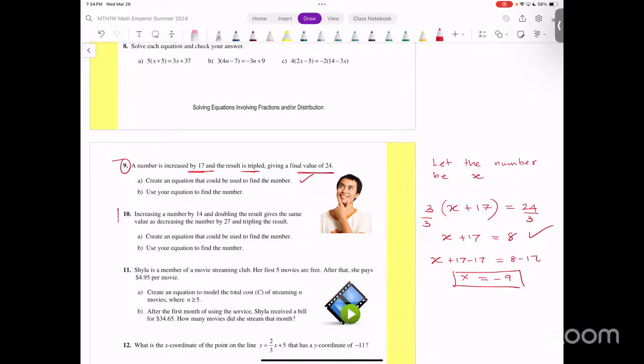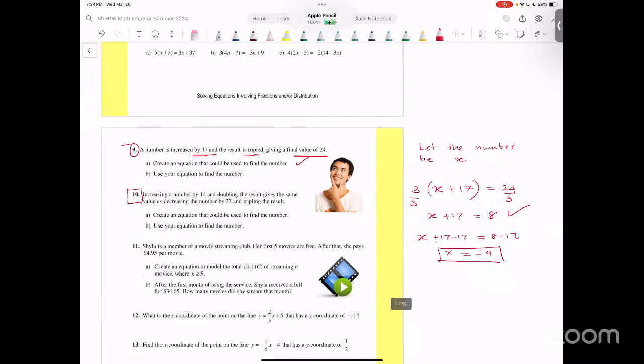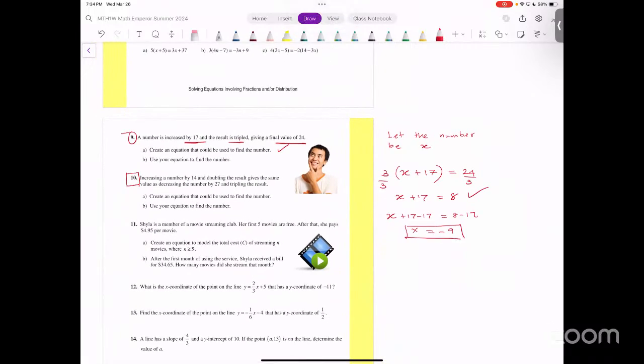Can you guys look at number 10, please? Set up the equation. Increasing a number by 14 and doubling the result gives the same value as decreasing the number by 27 and tripling the result. Right? Just the equation, and call the number x. Call your number x.